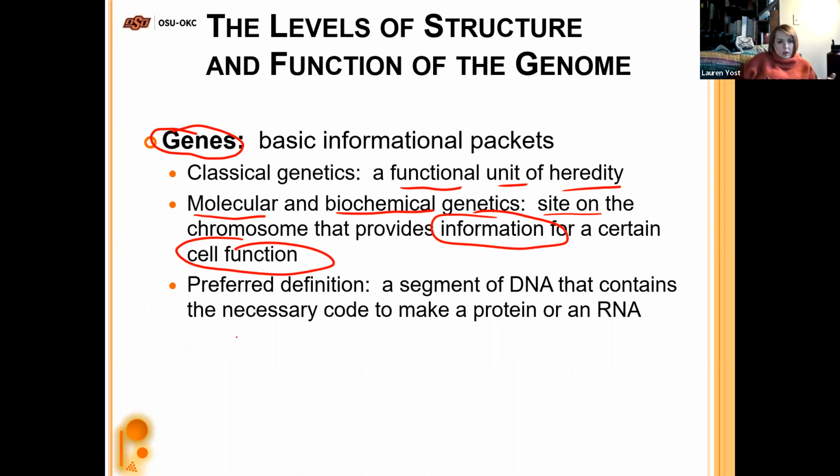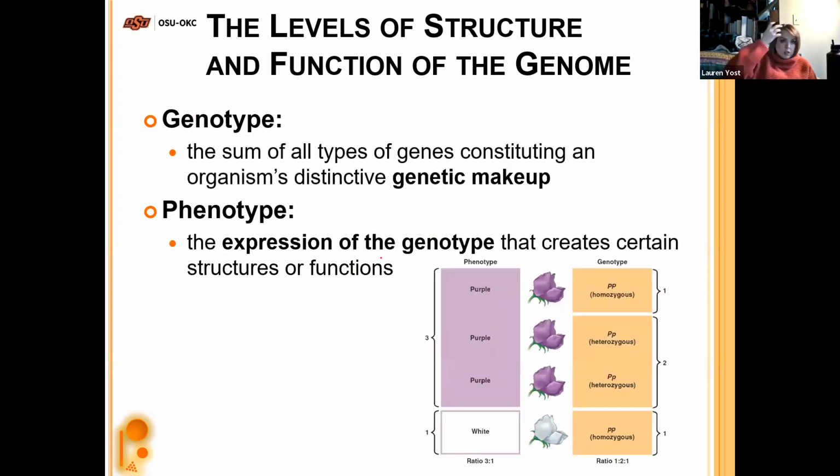So now, what's the preferred definition? We would say a segment of DNA that contains the necessary code to make a specific protein or an RNA. And yes, that will have a certain function within the cell or for the cell. So it does get a little bit complicated, but it's not meant to be, right? A gene codes for something that does something for the cell.